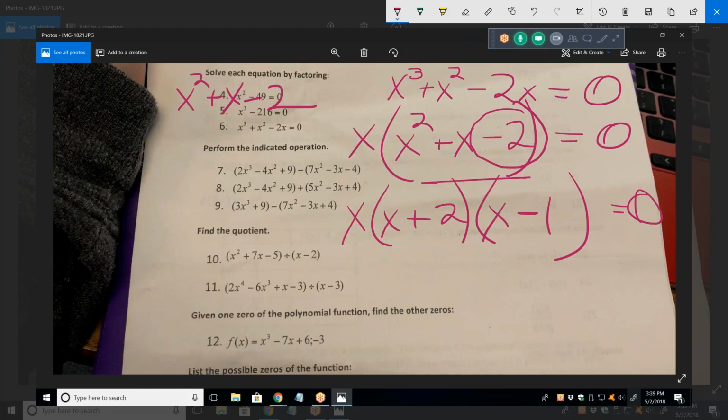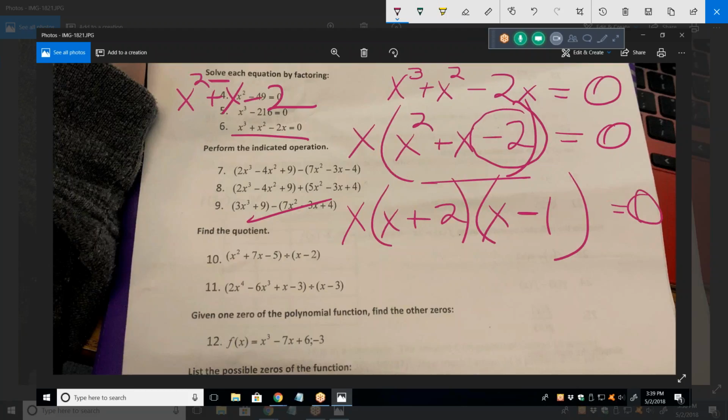They want to solve each equation. So we got to still solve this. We got to come up with the values of x that make this an equation. Well, what are they? We're down to this step right here. What values of x make that equation true? And there are more than one.